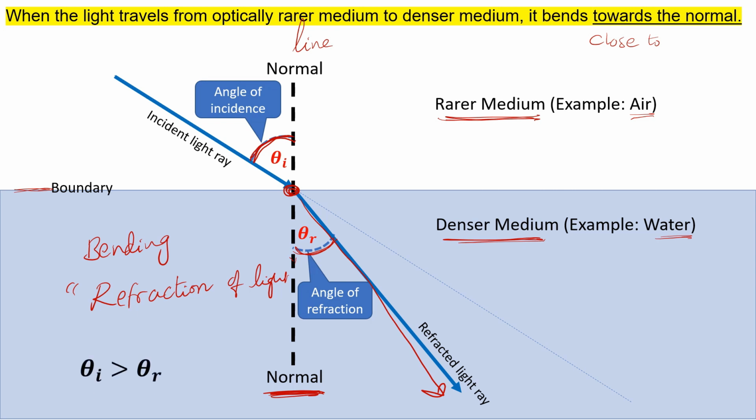Now observe the angles also. The angles are very clear. The angle of incidence in this case is more when compared to this. That is, theta I is more than theta R.